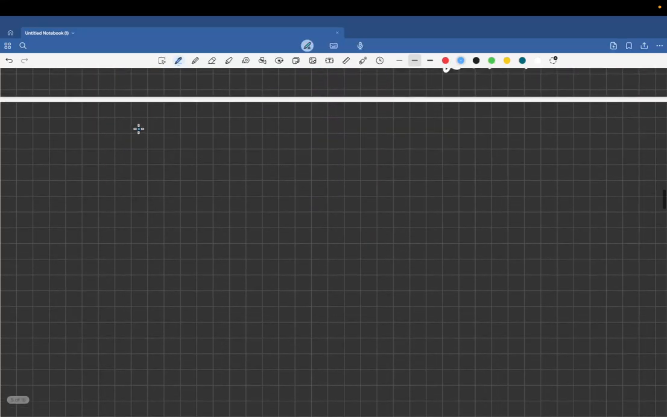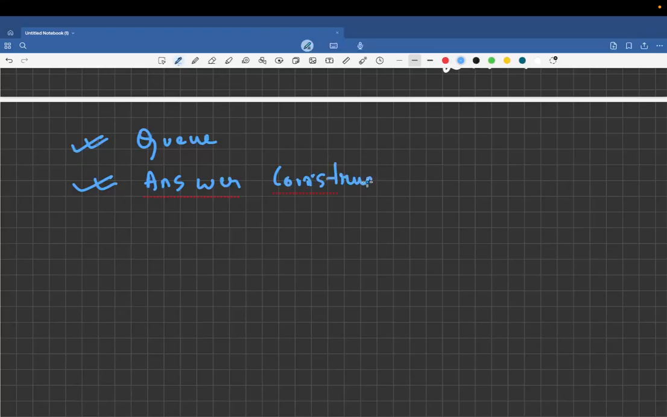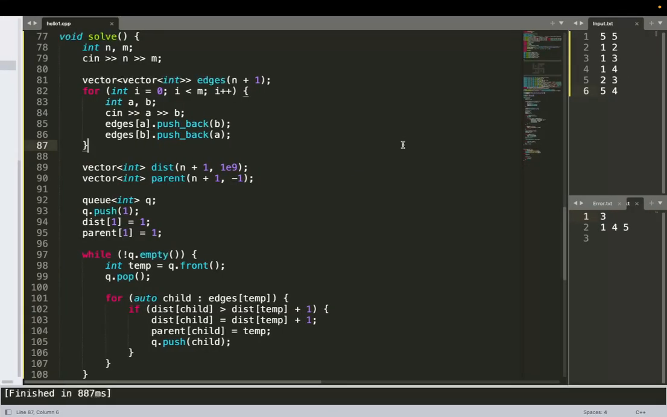So basically the concept that we learned over here is that we can use a simple queue instead of a priority queue while solving the problem of shortest distances from a single source node. And we have also reiterated answer construction and the importance of this. So I hope this is clear to every one of you. Let's go to the code for better understanding.